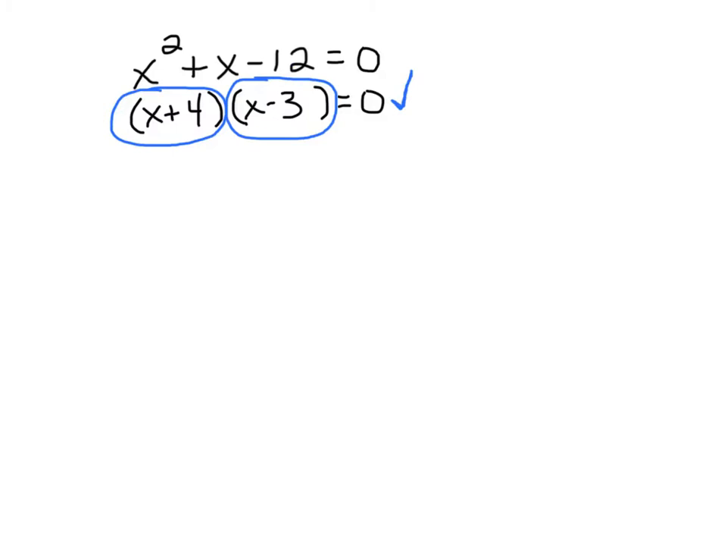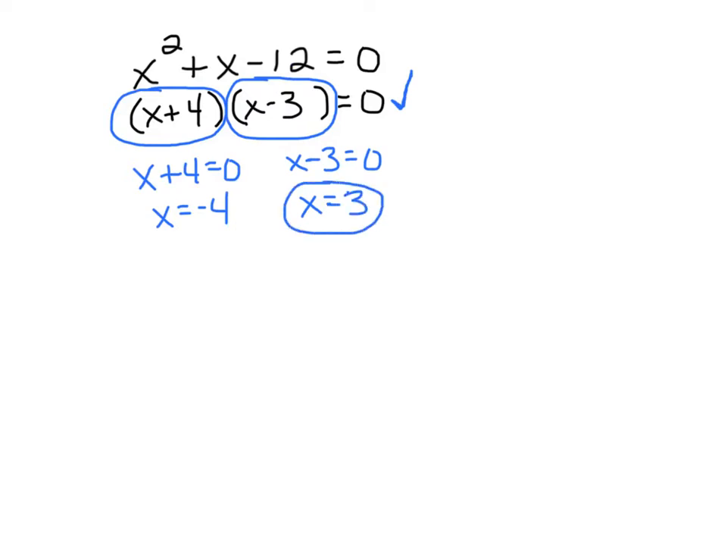So in order to factor this and find the solutions for x, which is what I'm trying to do, I'm going to set both of these equal to 0. If x plus 4 is equal to 0, that means x is equal to negative 4. If x minus 3 is equal to 0, that means x has to equal 3. So I have two different solutions for this quadratic equation.